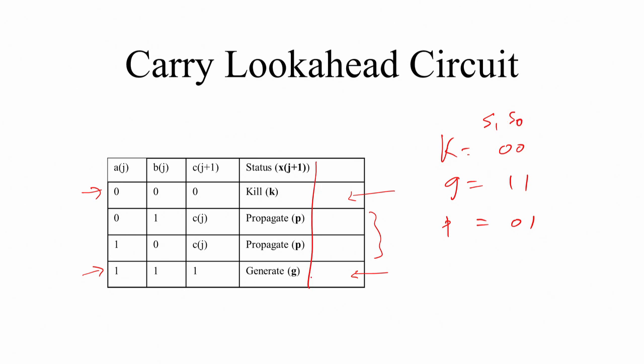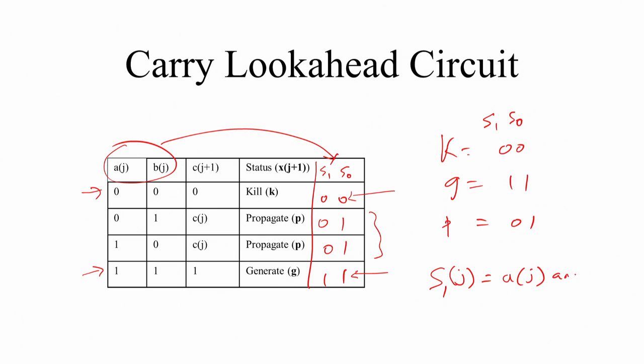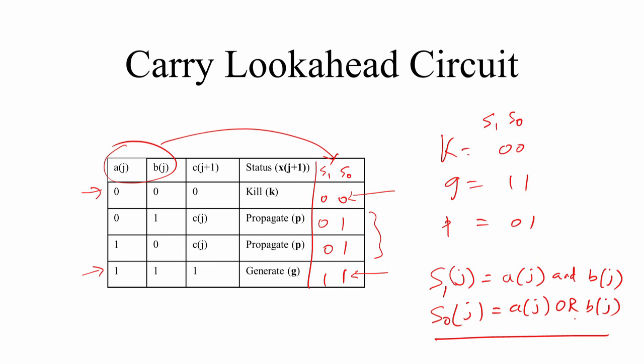So, let us draw that here. This will be S1 S0: 0 0, 0 1, 0 1, 1 1, with AJ BJ and this is the status. Please note that S1 of J will be AJ and BJ, correct, and S0 of J will be AJ or BJ, correct. This is the encoding: kill means 0 0, generate means 1 1, propagate means 0 1. I need 2 bits to encode this status because I have 3 statuses, correct.